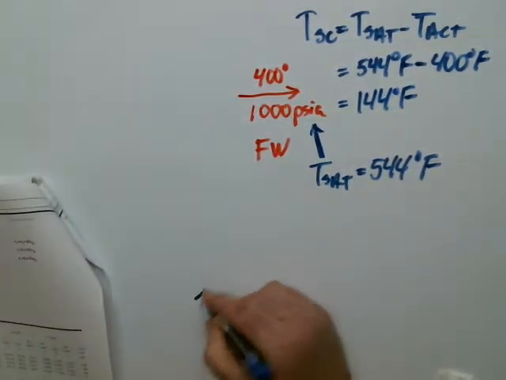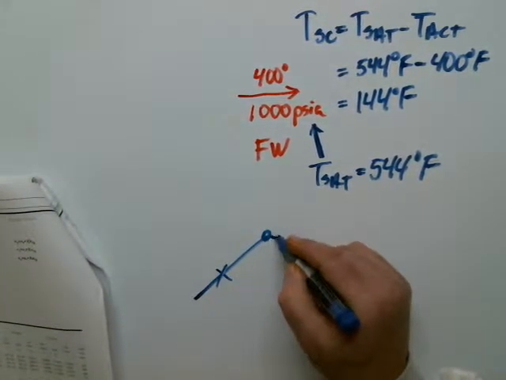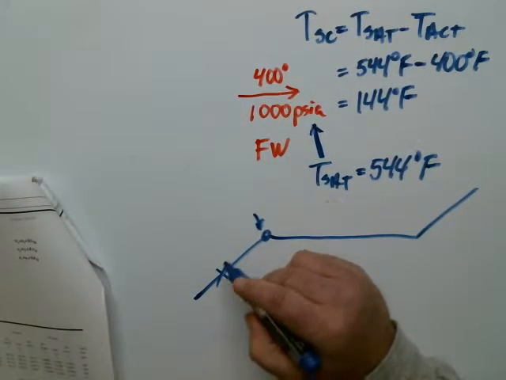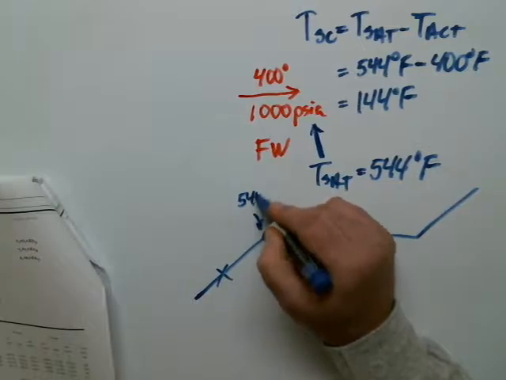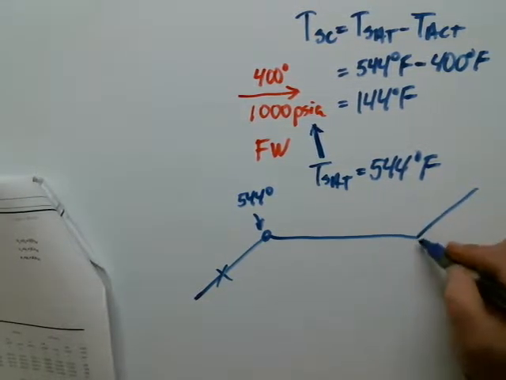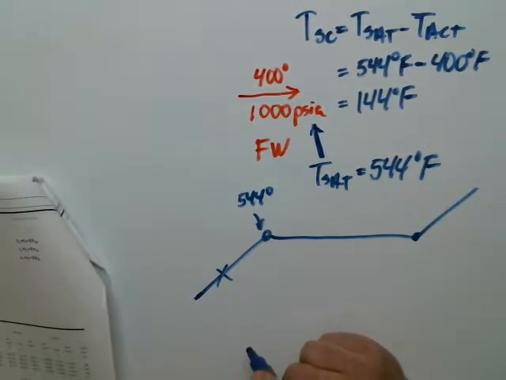On a TS diagram, it's down here. This point right here represents 544 degrees. That's where it would become a saturated liquid. It would still be 544 degrees over here, but it would now have been turned to 100% steam. So we're subcooled by 144 degrees.